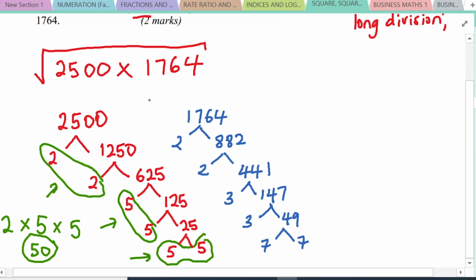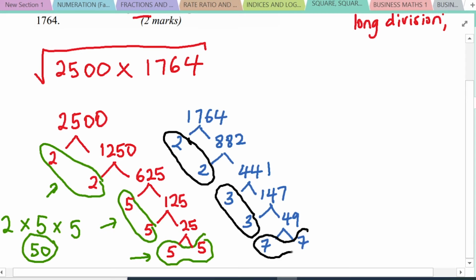So we shall group those again in groups of 2, since you are finding the square root. When we group those in groups of 2, we shall pick a 2 here, a 3 here, and a 7 here. So this means it's going to become 2 times 3 times 7. 2 times 3 is 6. 6 times 7 is going to give us 42.